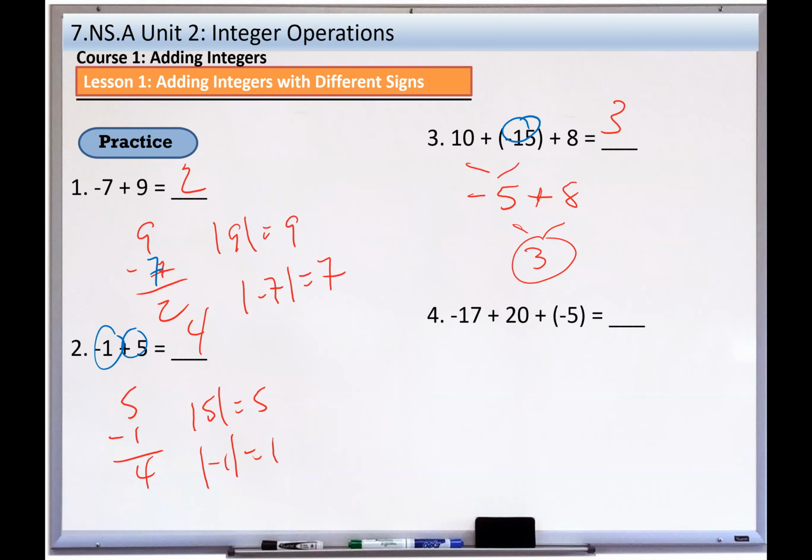And the last one for right now. My signs are different, so I subtract. 20 minus 17 gives me 3. In this case, I'm more positive. Now 3 plus negative 5. My signs are different. I need to subtract. 5 minus 3 gives me 2. However, I'm more negative in this case, so my answer is negative 2.